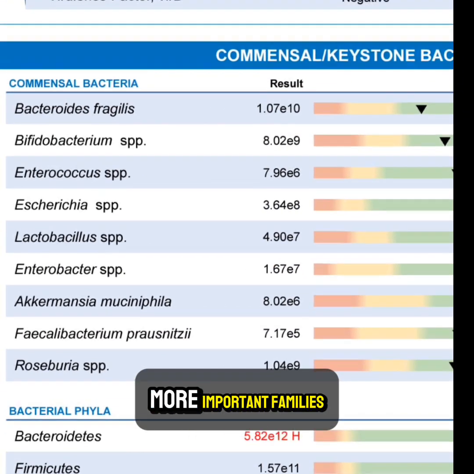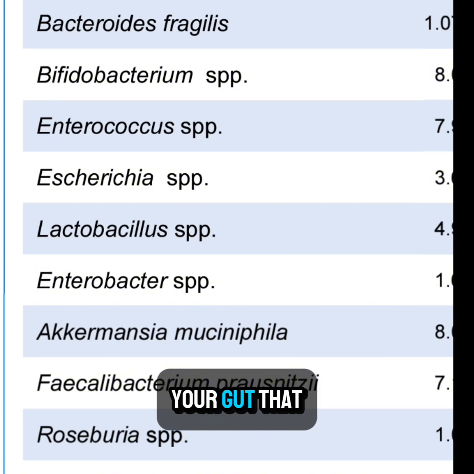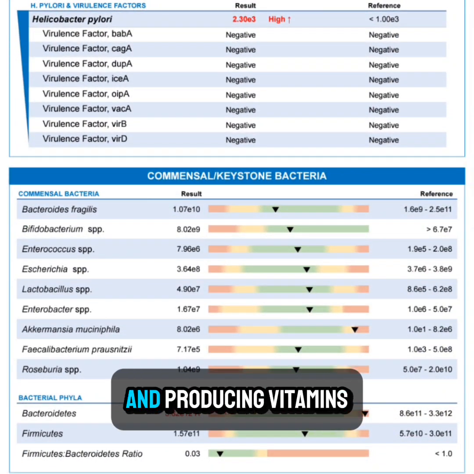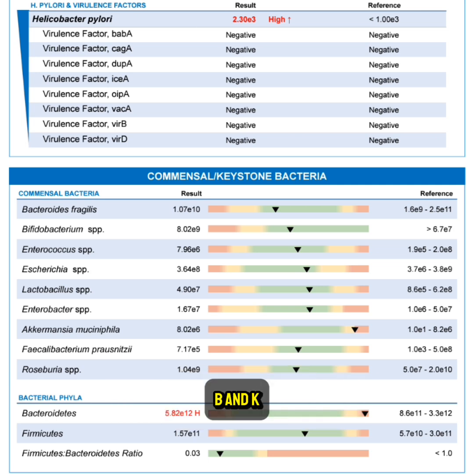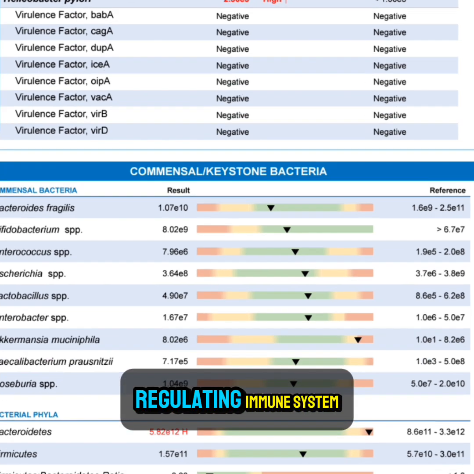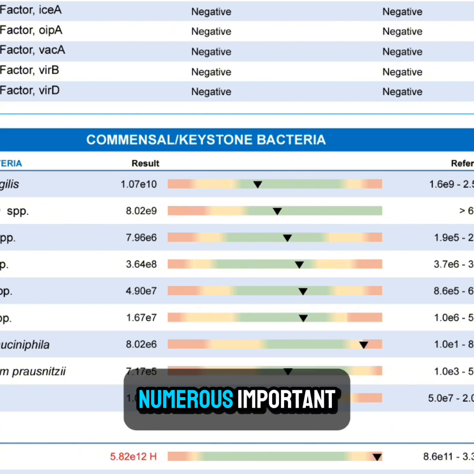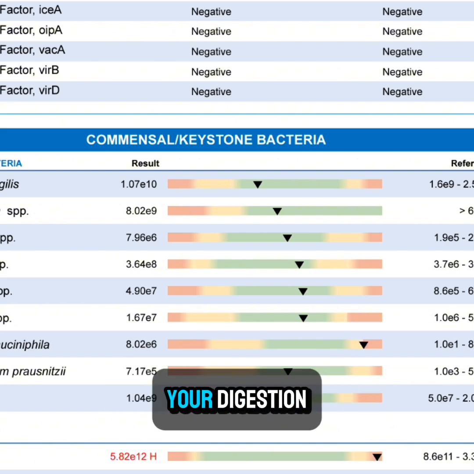Moving on, we have your good gut bacteria called your microbiome. And these are some of the more important families that should be populating your gut that serve numerous important roles, such as breaking down your food and producing vitamins such as your B and K vitamins, regulating immune system function, regulating neurotransmitter production, and just serving numerous important beneficial roles in your digestion.